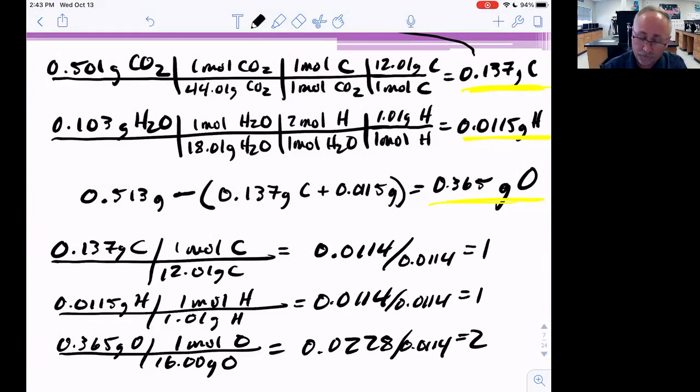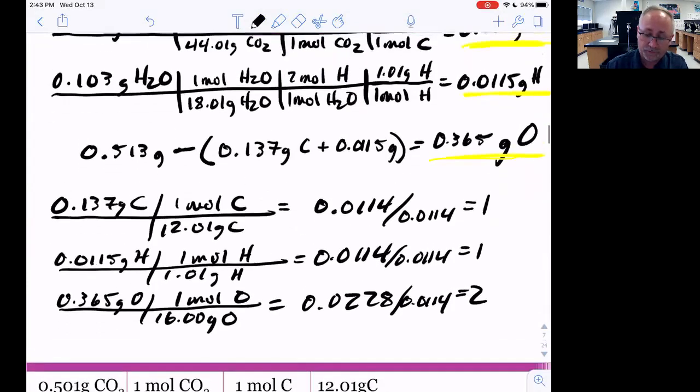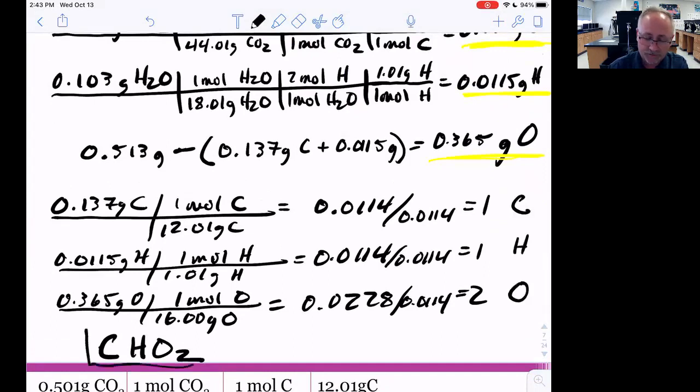So my empirical formula for this guy is going to be CHO2. So this was C, this was H, this was O, and I had 2 of the oxygens. So that's my empirical formula. They did ask me to solve for the molecular formula as well. They gave me, we did this before, remember, it's the molecular mass or molecular formula weight divided by whatever your empirical formula's molar mass is, or formula weight.